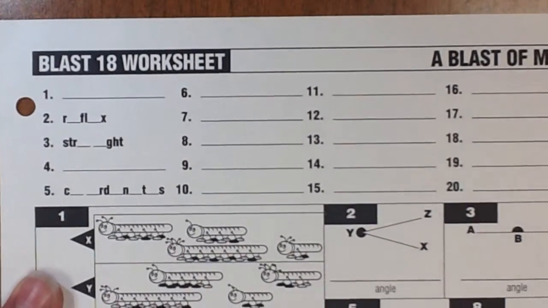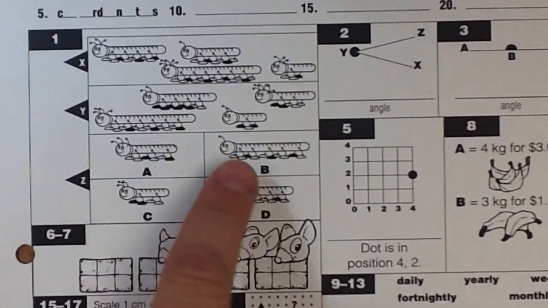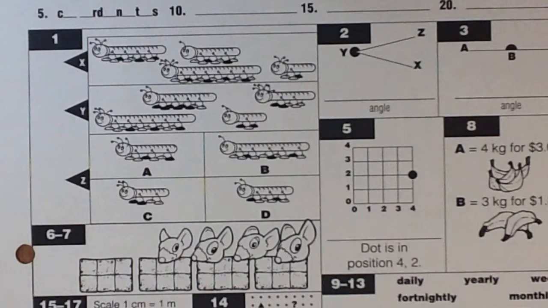Number 1. All of the things in group X are gob grubs. None of the things in group Y are gob grubs. So which two things in group Z are gob grubs? It has something to do with their feelers, which are these little antenna things, and something with their feet, something with their third foot.